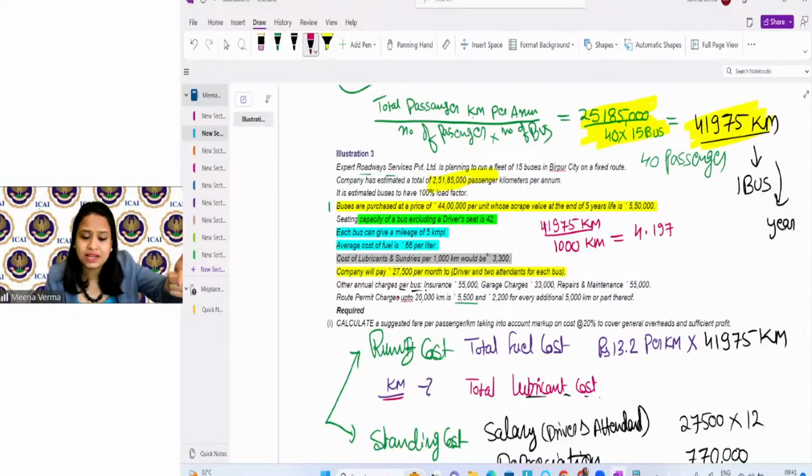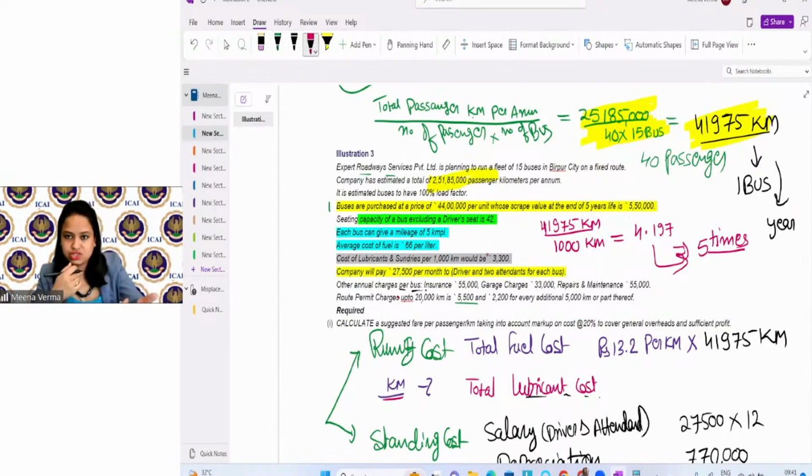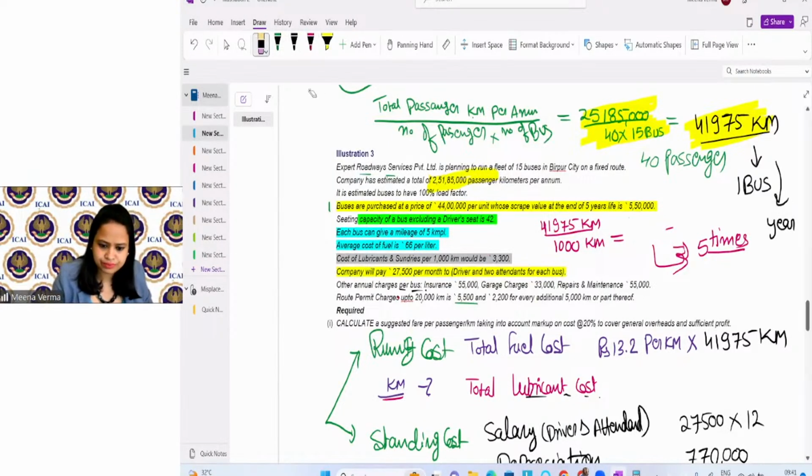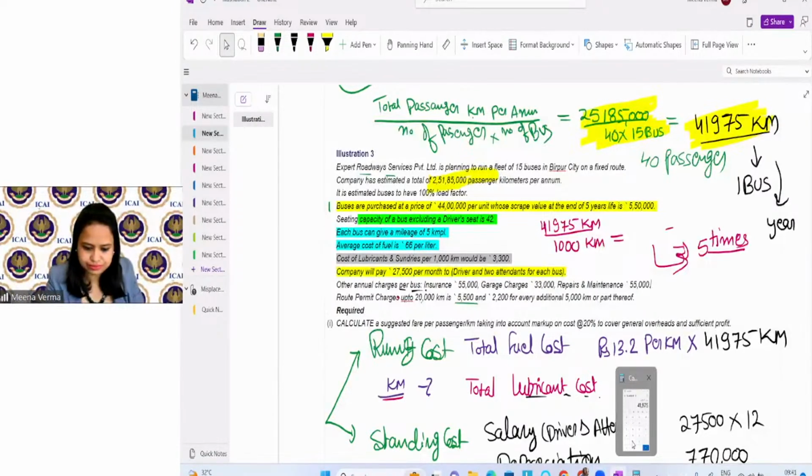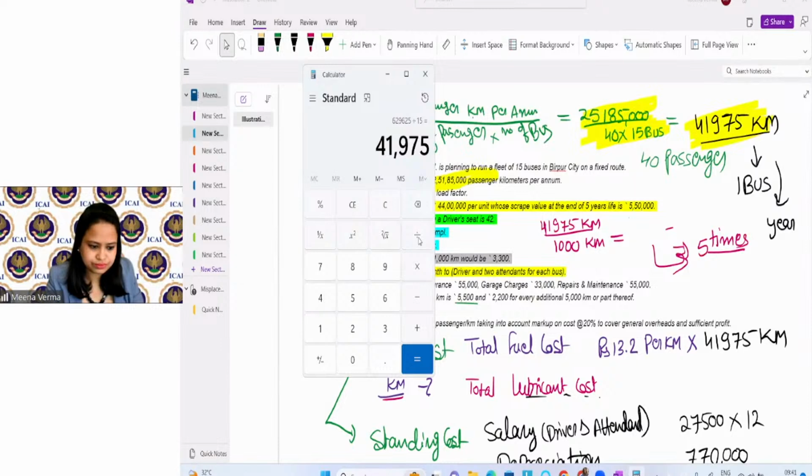Now look, we have to find the times. If you want to find out the times, you will see that 5 times the lubrication is required. It will round off to 5 times, because after 1000 lubrication is required, then again after 1000. Sorry, is it coming 4.1 or 41.1? 41.975, I think.